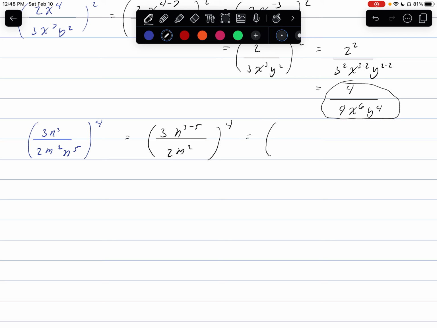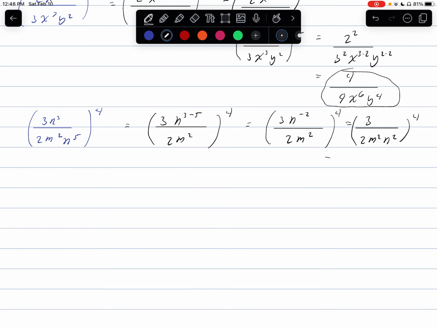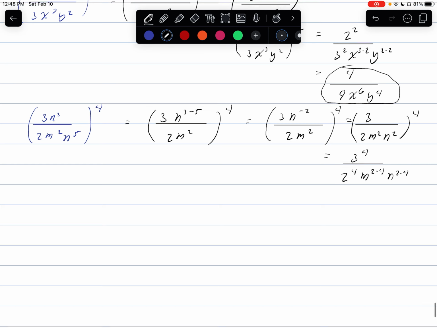So this is going to become 3n to the negative 2 over 2m squared. Or we can just send that n to the negative 2 to the denominator. So we have 3 over 2m squared n squared, and we're raising that to the 4th power. Now we can distribute the exponent. So this will become 3 to the 4th over 2 to the 4th times m to the 2 times 4 times n to the 2 times 4.